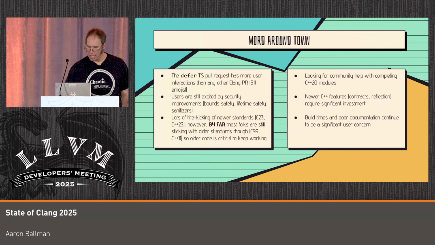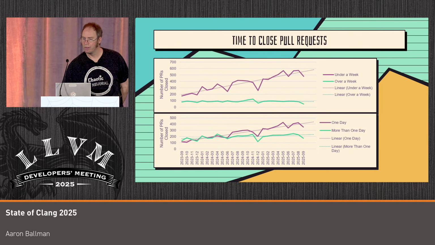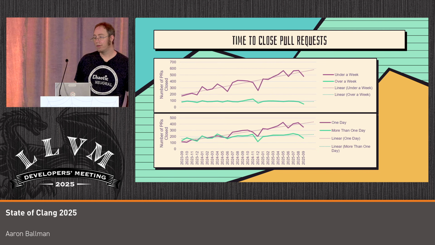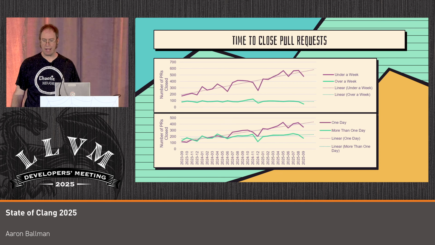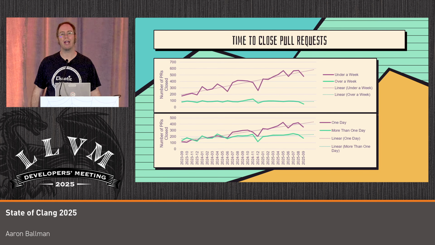Aaron, thanks for the talk. Did I read the graph right that the PR turnaround time got improved this year? Yes, this is data coming from September of 2023 through to September of 2025. And yes, the throughput has definitely improved on getting patches accepted.